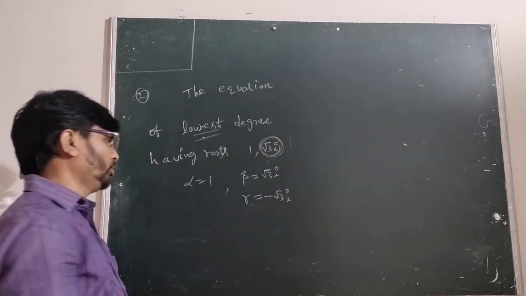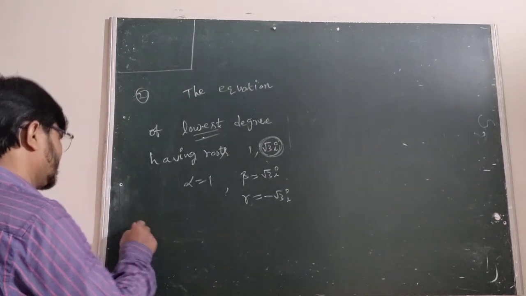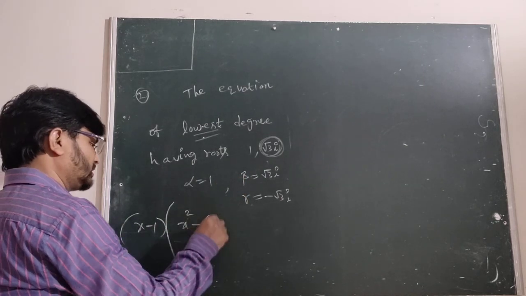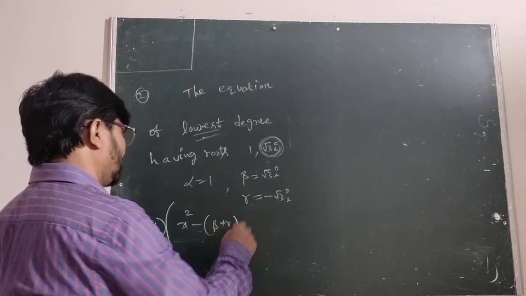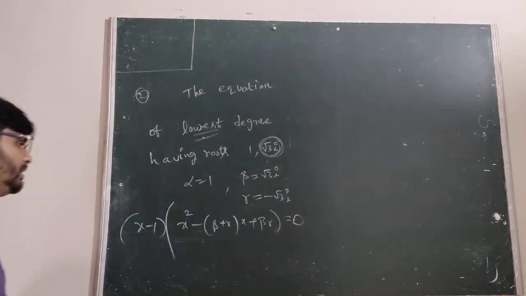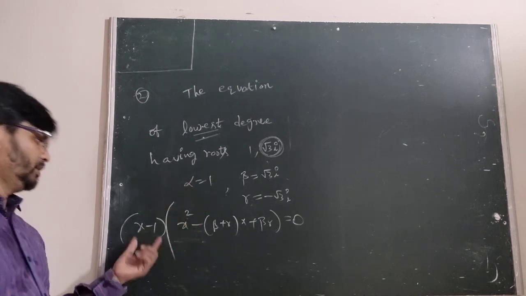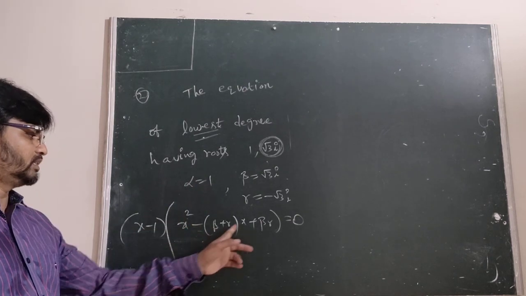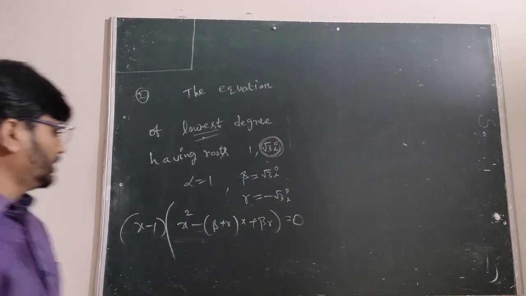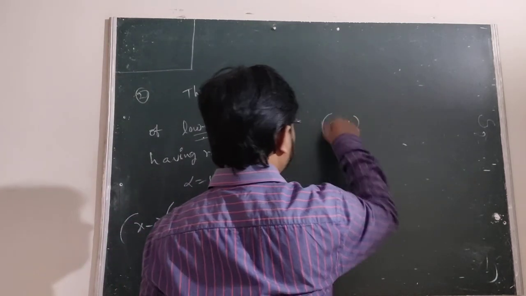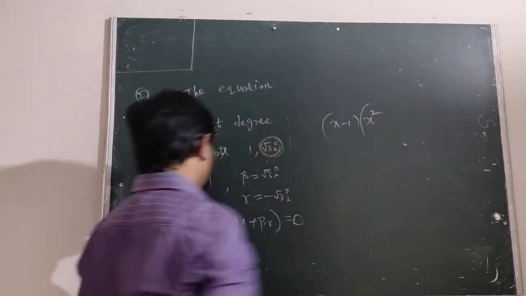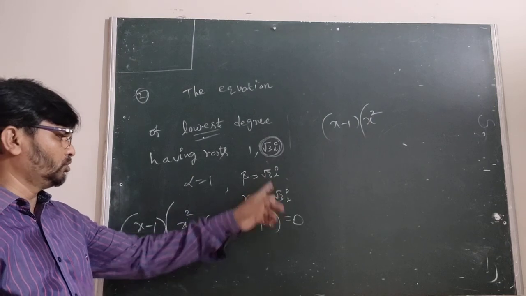So therefore we can write the equation as (x minus 1) into (x square minus (beta plus gamma) x plus beta gamma) equal to 0. This is our required equation. First, (x minus 1) into (x square minus (beta plus gamma) x plus beta gamma). Then it will be (x minus 1) into x square. Beta plus gamma, these two are cancelled.